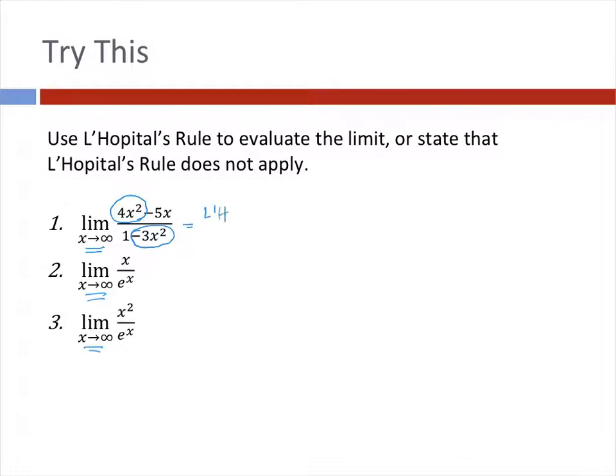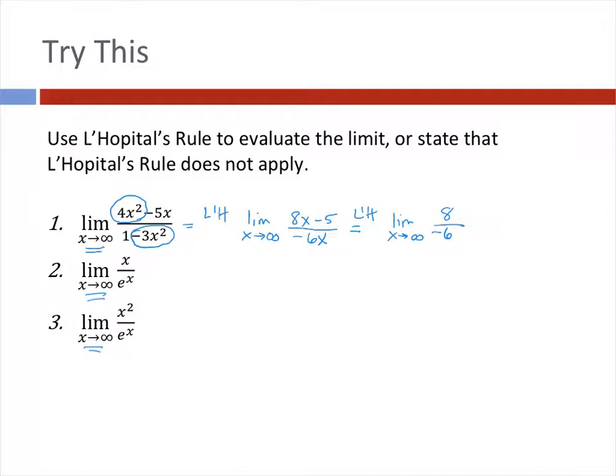So L'Hopital says, okay, you can take the derivative of the top and take the derivative of the bottom and then retake the limit. So let's do that. The derivative of the top is 8x minus 5 all over negative 6x. Again, if I look at my limit as x approaches infinity, I'm still going to be positive infinity over negative infinity. So again, we can use L'Hopital's. And we get the limit as x approaches infinity of 8 over negative 6.